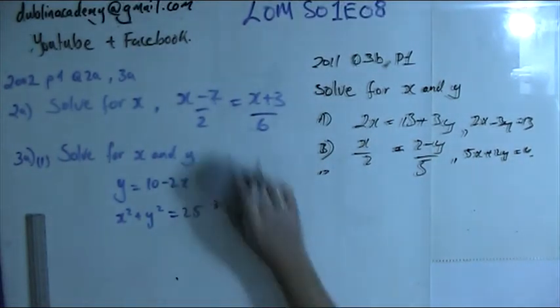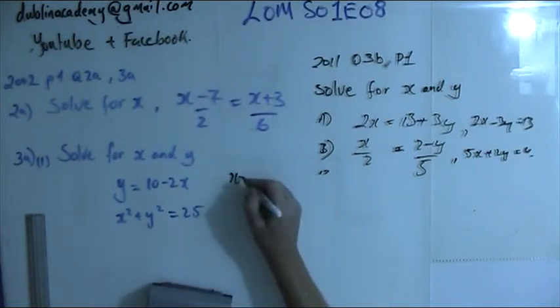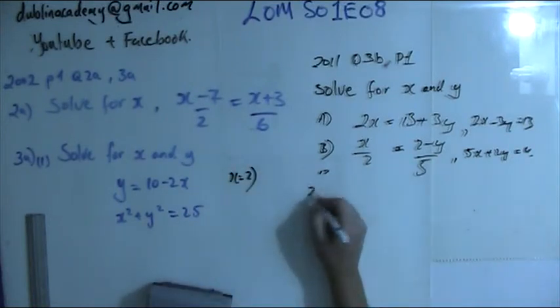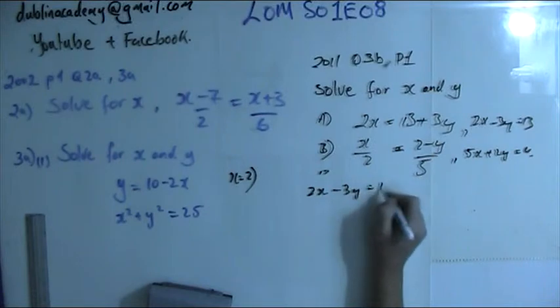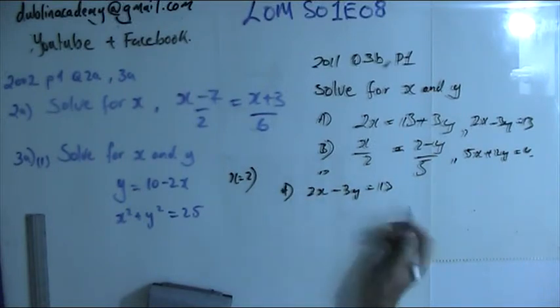Okay, I can put it into A or B. So x is equal to 2. That's the start. So there's 2x minus 3y is equal to 13. I'm going to start with A again. I can put it into any equation.